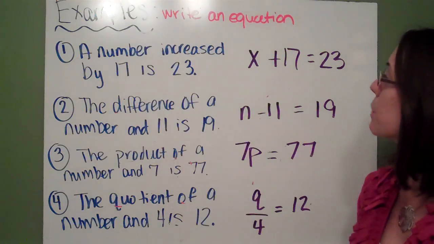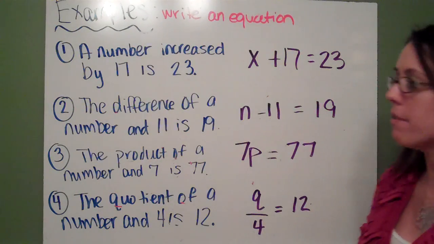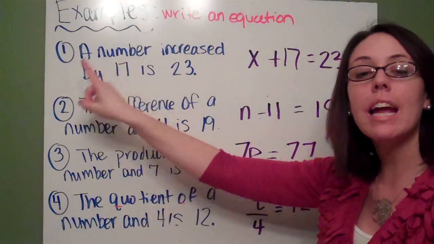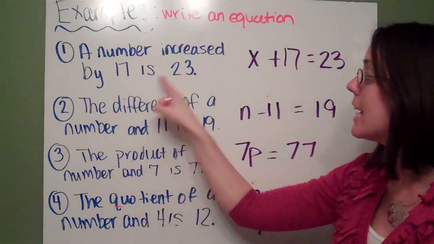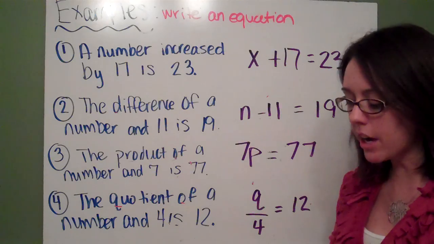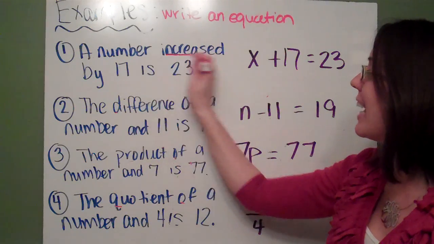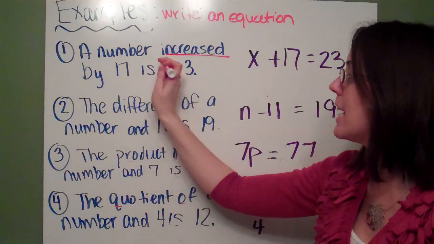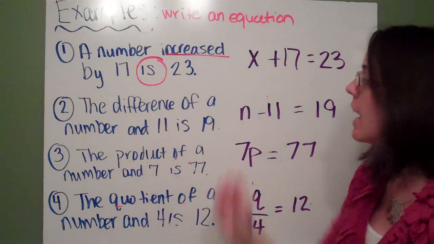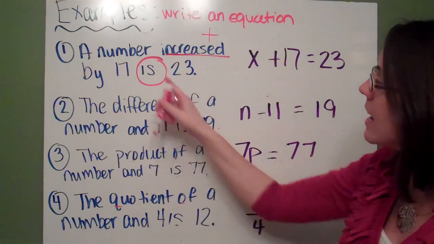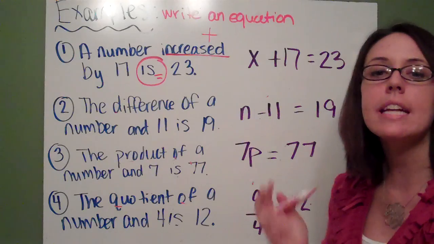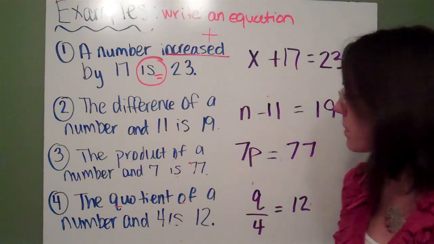All right, examples. Write an equation and then we're going to solve. Number 1, a number increased by 17 is 23. So let's look at our key points. A number increased by 17 is 23. Increase tells us to add, is tells us equal. Anytime you see the word is, it means equals.